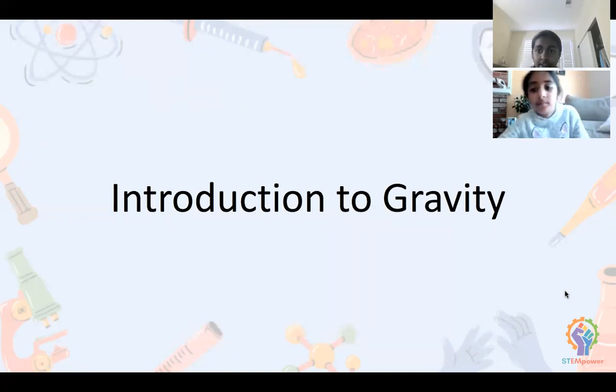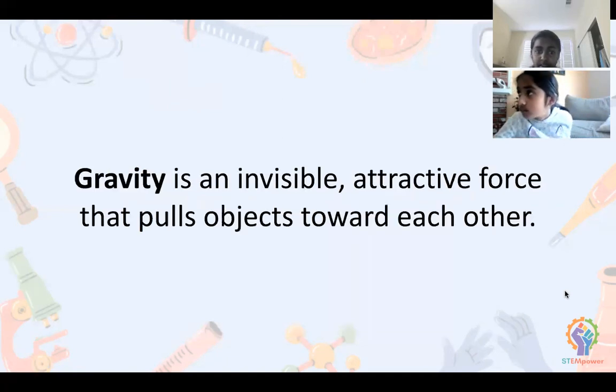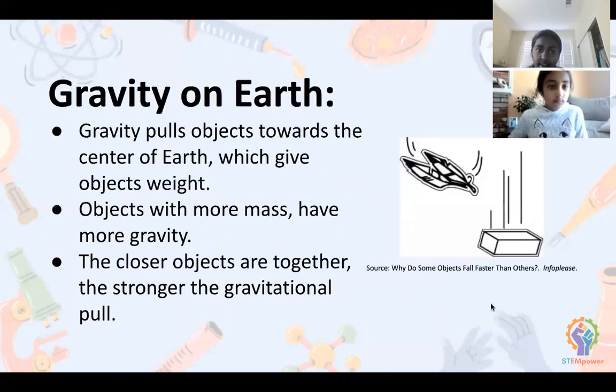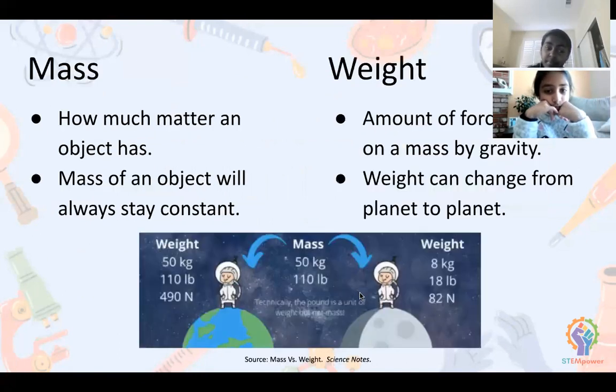So now we'll be doing Introduction to Gravity. So gravity is an invisible, attractive force that pulls objects towards each other. And gravity on Earth pulls everything towards the center of the Earth, which is pretty much how we're not falling off the planet right now. And objects with more mass have more gravity. So basically, the bigger they are, the heavier they are, the more gravity they have. So the closer objects are together, the stronger the gravitational pull.